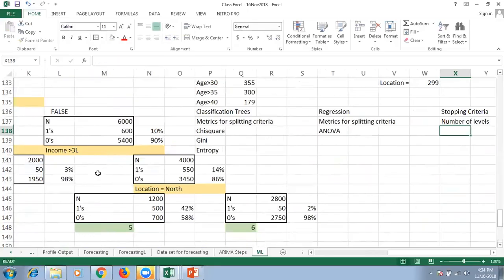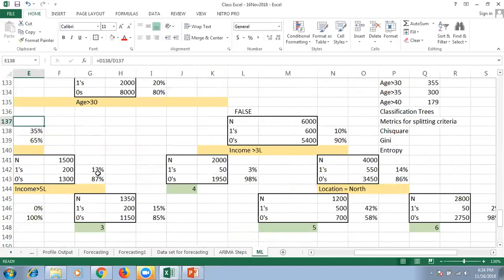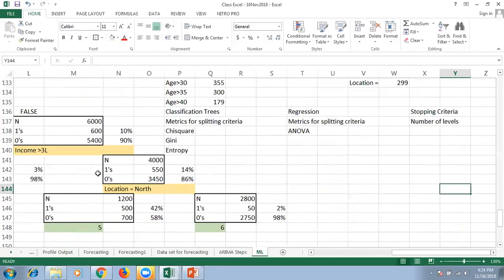Number of levels means what? This is the first level of split. This is the second level of split. This is the third level of split. So that means level 1, level 2, level 3. How many levels in this? 3 levels. Suppose my criteria is 5 levels, then you can stop at 5 levels.